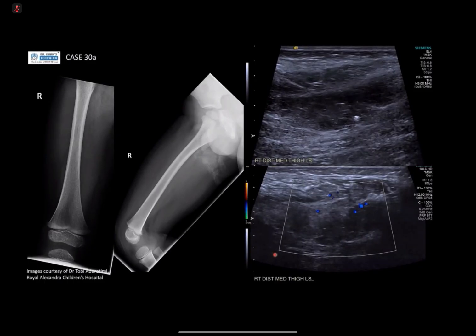This is a frontal and lateral radiograph of the femur showing a hyperdense area in the dorsal aspect of the proximal femoral shaft. Okay, on ultrasound, this is heterogeneous with central hyperechogenicity within.